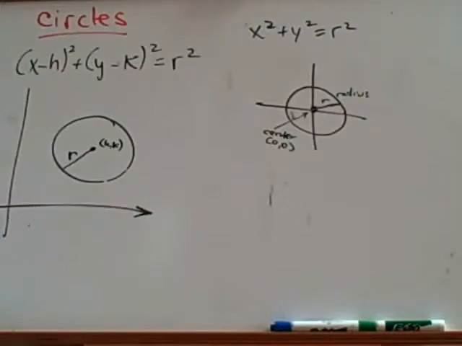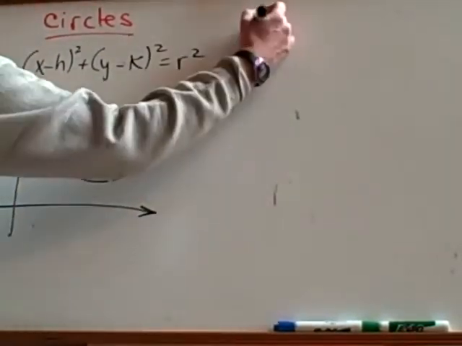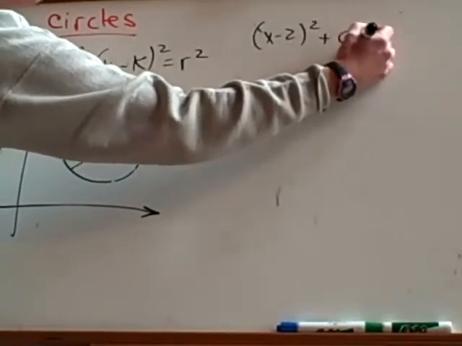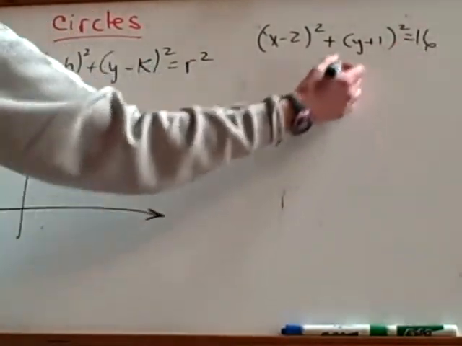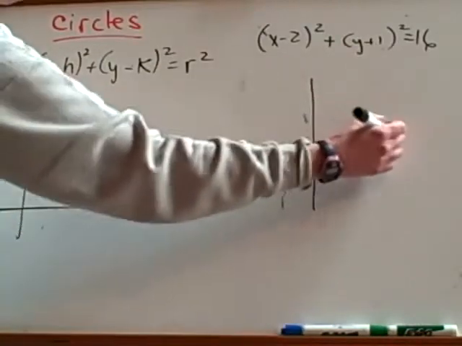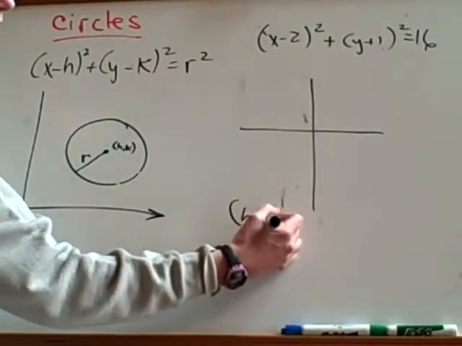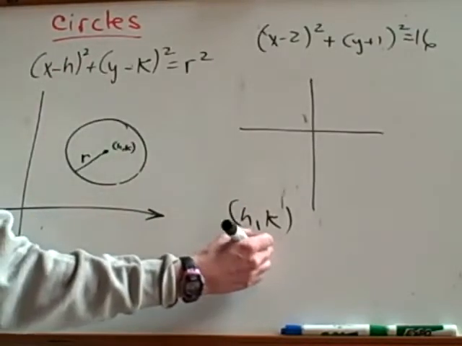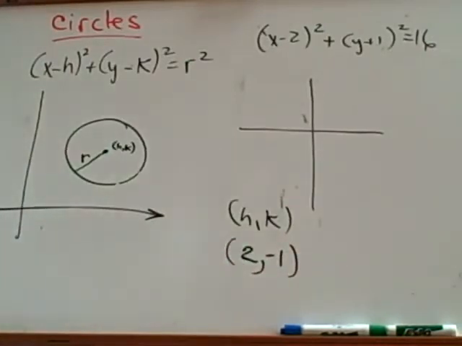Okay. The next one says to sketch the graph of, and we'll just write this one down. It says x minus 2 quantity squared plus y plus 1 quantity squared equals 16. So what have we got here? First thing we want to do is find our center, h, k. Minus 2, so my h is just going to be 2. Plus 1, so my k is going to be negative 1, right? Because we're using that x minus h, y minus k in the formula.